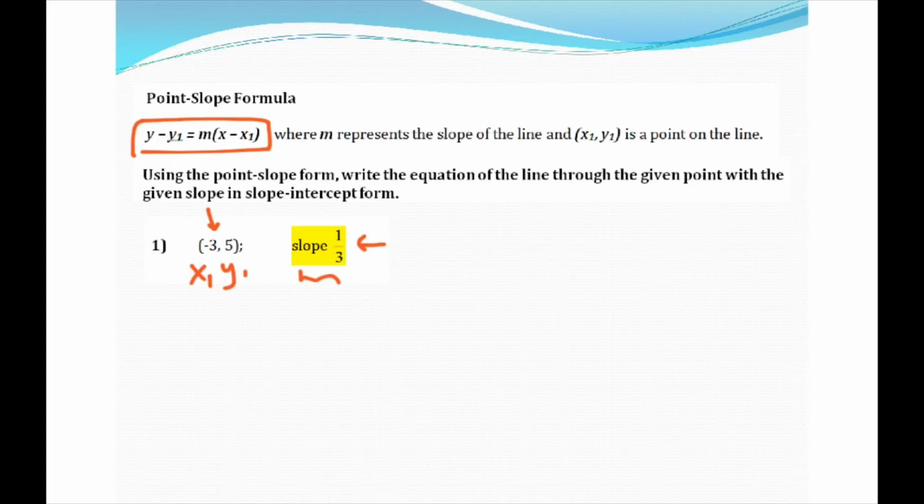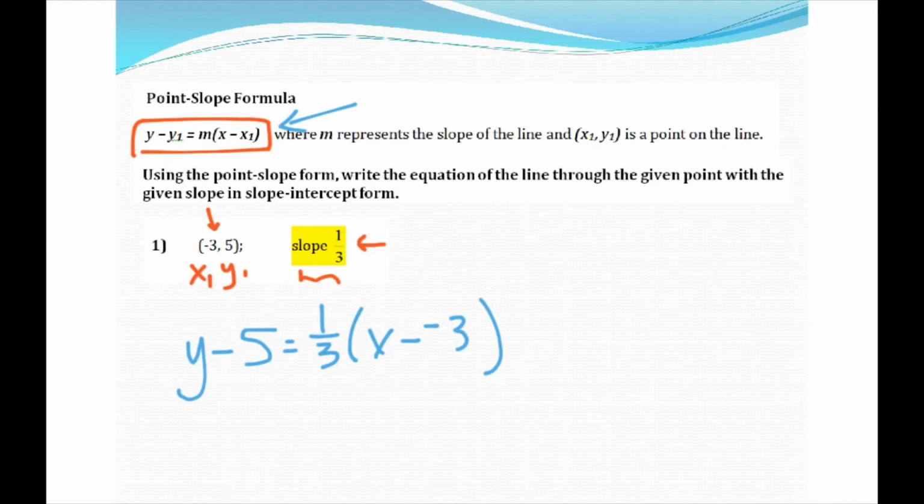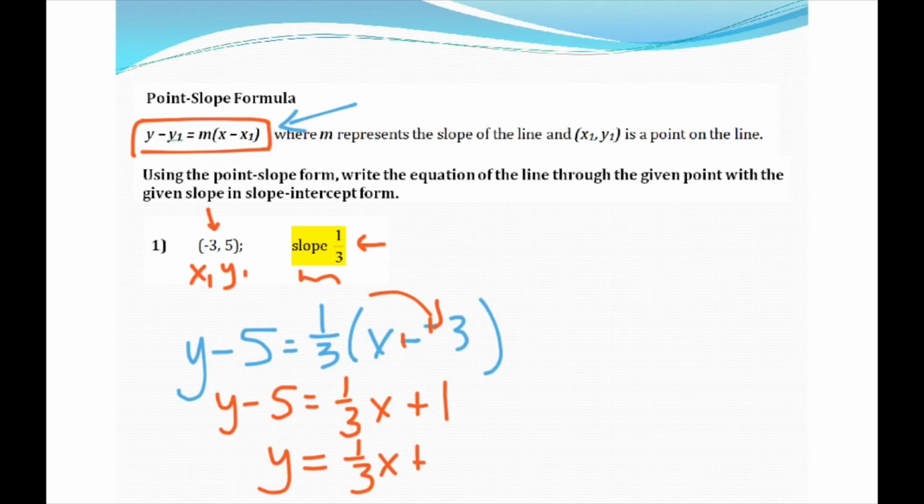So substituting into my formula right there, y minus my y1 equals my slope times x minus my x1. So simplify it. I'm going to have y minus 5 is equal to 1/3 times x, and then 1/3 times 3. Add 5 to both sides, and we get, this is the line.